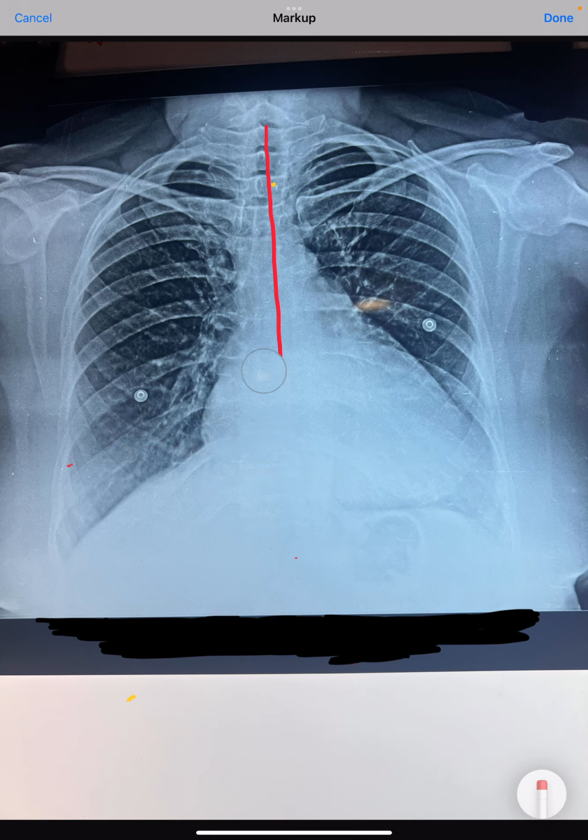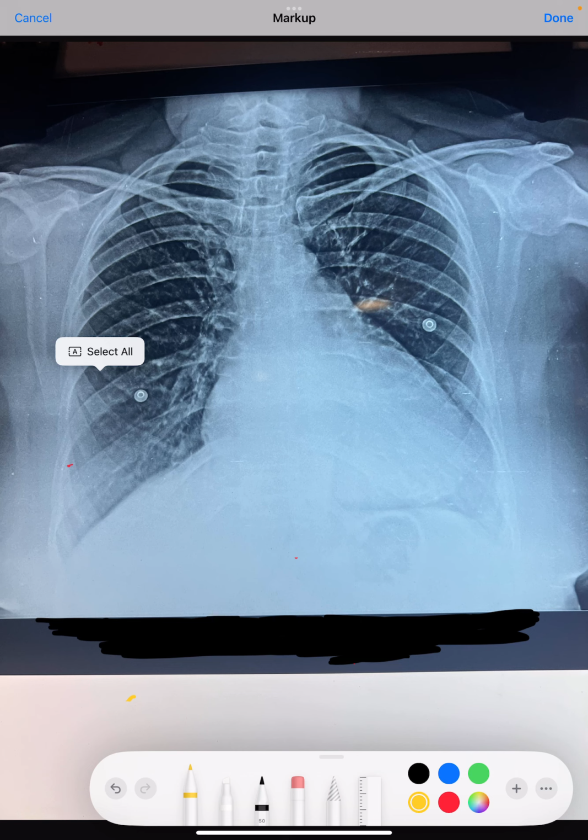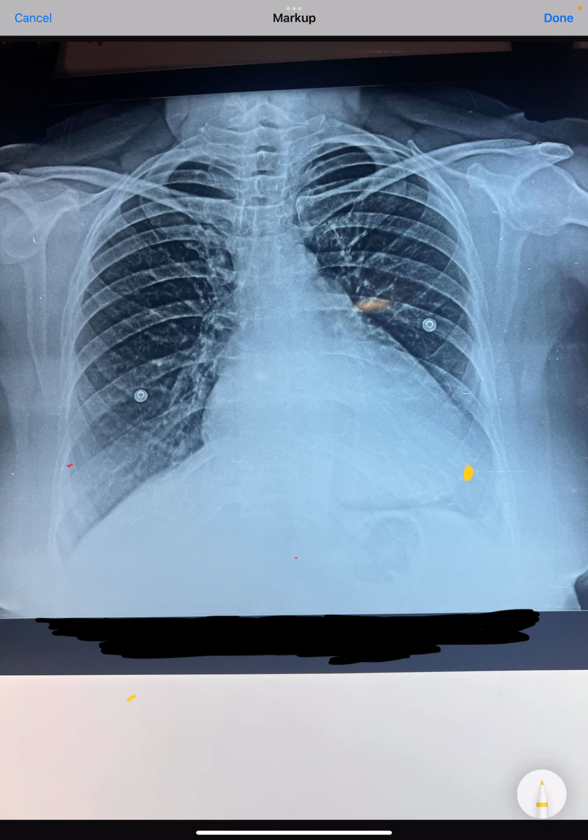Now, whenever we call it cardiomegaly, we have to look for the apex. Where is the apex? Now the apex is here. The apex looks much outside the midclavicular line, and it is also going downward. So it is going down and out. This is how we say it, down and out.